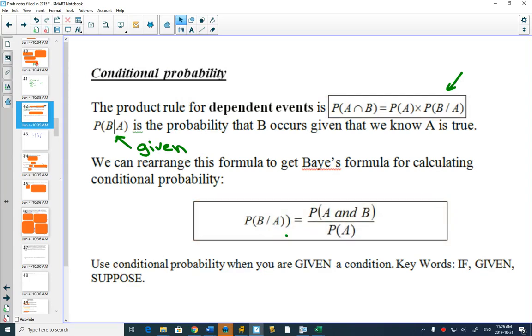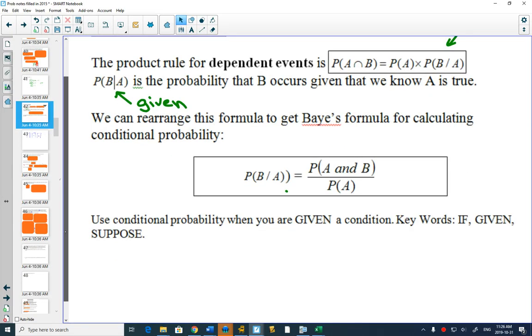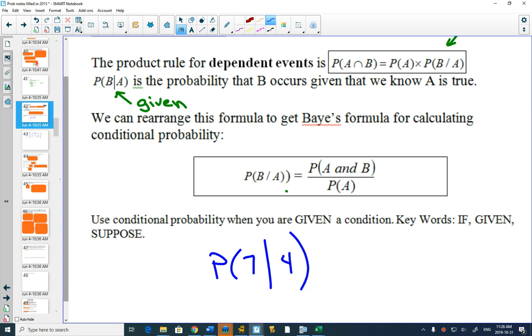We want to find the probability of rolling a 7. Here's our example that we just did. The probability of rolling a 7 given that one of them was a 4 is equal to the probability of 7 and 4, or 4 and 7, divided by the probability of getting a 4.